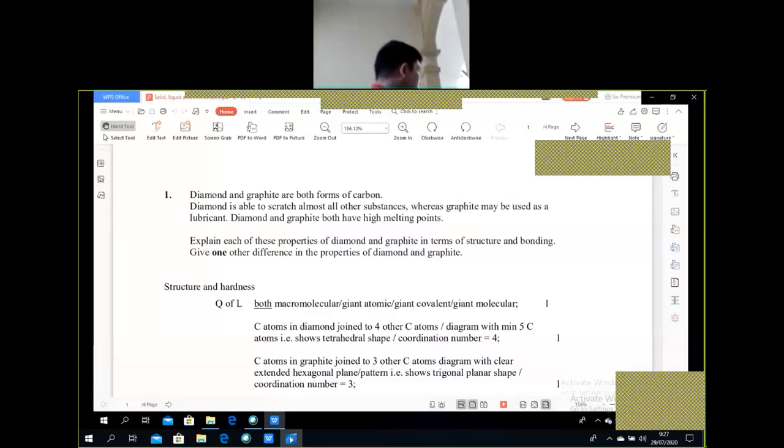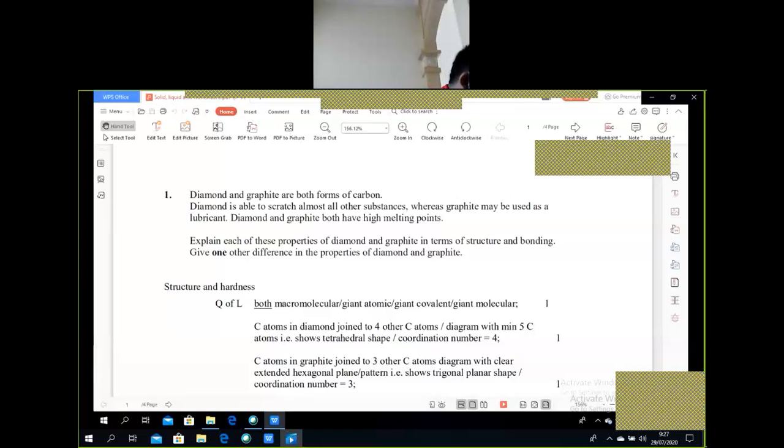Diamond is able to scratch almost all other substances, while graphite may be used as a lubricant. Diamond and graphite both have high melting points. Explain each of these properties of diamond and graphite in terms of the structure and bonding. So in this one, the question is asking specifically about the structure and bonding of diamond and graphite. Is there one other difference in the properties of diamond and graphite?